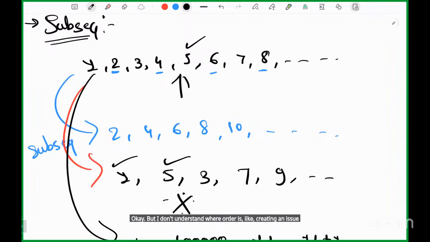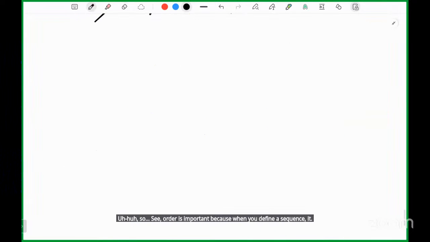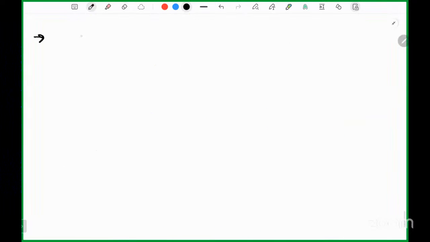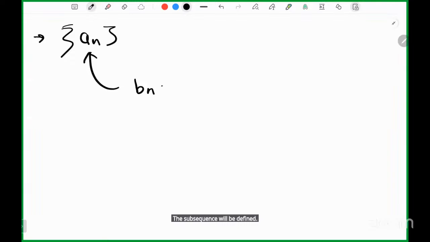Let's suppose 1 by n and 1 by n square. 1 by n square is a subset of 1 by n. But what if I change the order? See, order is important because when you define a sequence, if your sequence is defined in terms of a_n, the subsequence will be defined with a subscript of something. Okay, so suppose this is some r_n.